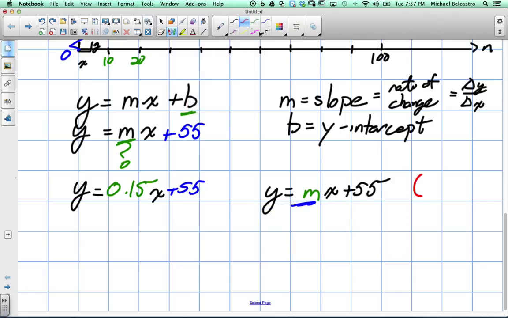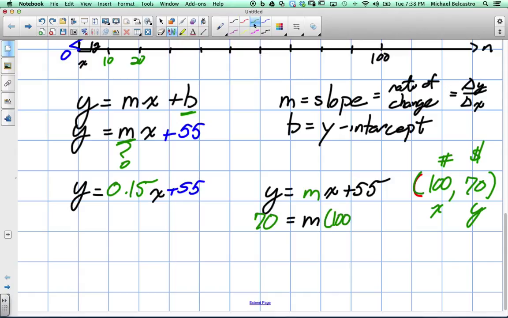So our coordinate, again, was at 100 trees, she made $70, right? That was the number of trees. This is our dollars, so this is our x and our y. So we'll replace y with the number 70 is equal to m. Our x was the number 100 plus 55, okay? So let's say we weren't able to figure out that was rate of change, okay? We now isolate for m.